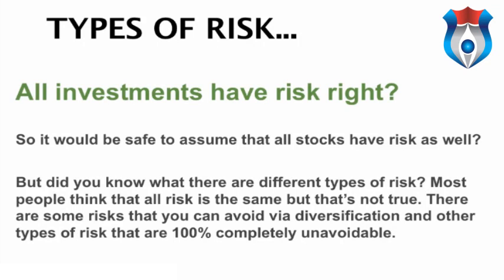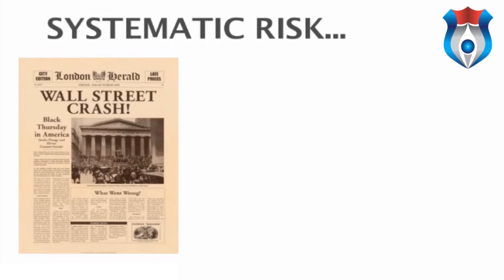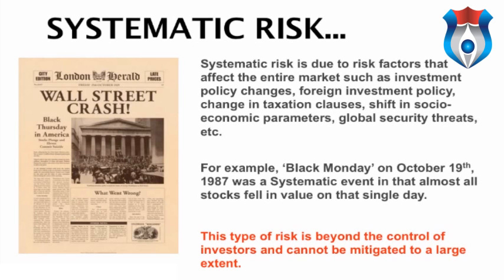So most people think that all risk is the same, but it's not true. There are some risks that you can avoid via diversification, and we'll talk about those. And then other types of risks which are 100% completely unavoidable. I bet you didn't hear anyone say that recently, that you can have a risk that is 100% unavoidable, meaning you can't hedge it, you can't get rid of it, it's always there.